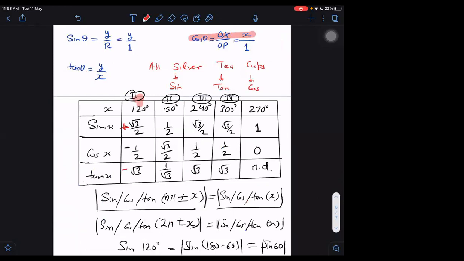Come to the second quadrant again: sine plus, cos and tan minus. Come to the third quadrant. In the third quadrant, tan theta is positive, but sine and cosine are negative. Come to the fourth quadrant. In the fourth quadrant, cosine is positive, other two negative.